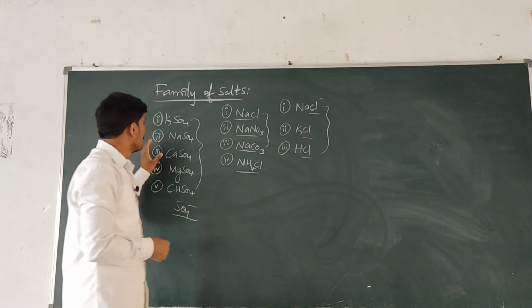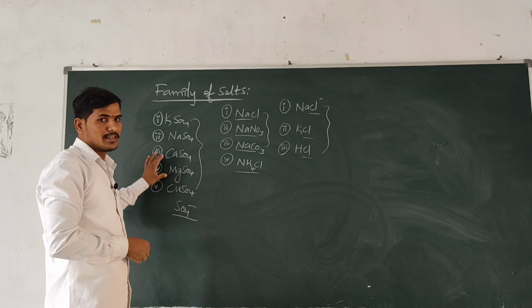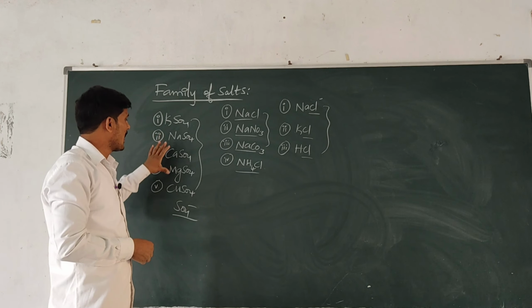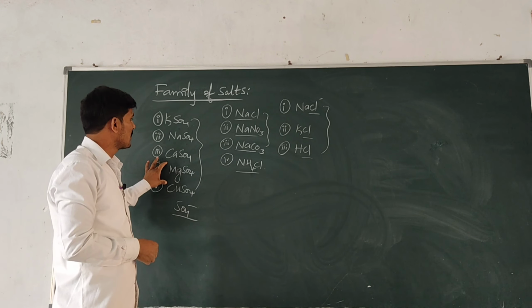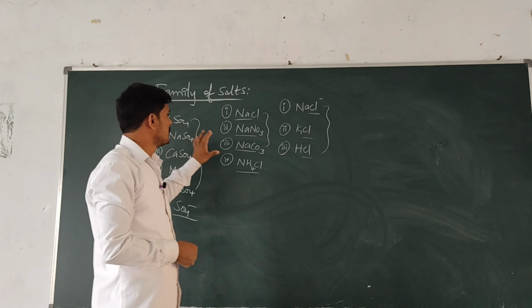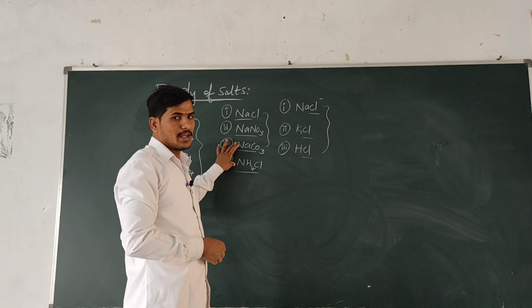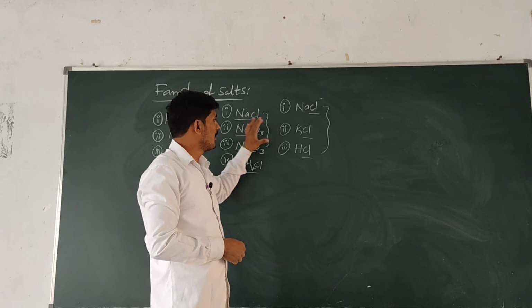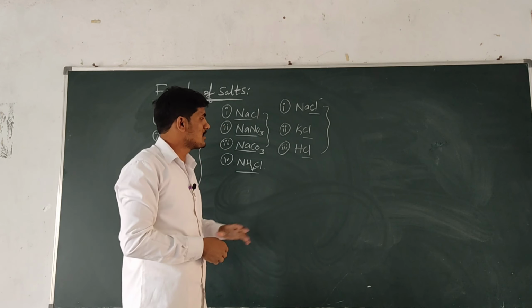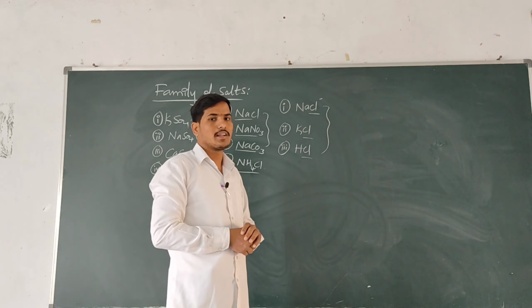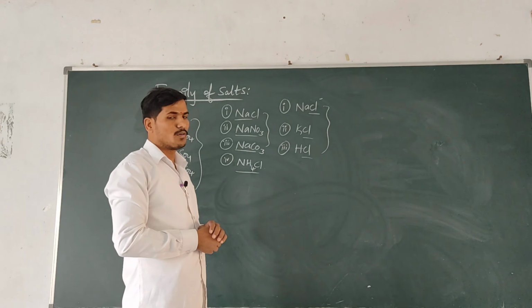Okay, the first one has sulfates commonly in their formulas, so that's why it is called the sulfate family. In the second one, it has sodium, so these are the sodium family. In the third one, it has chlorine commonly in three compounds, so it is called the chlorine family.